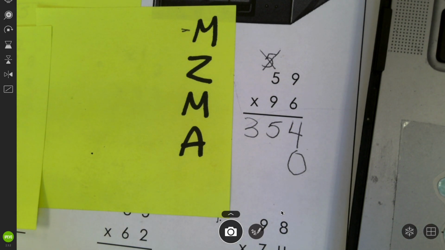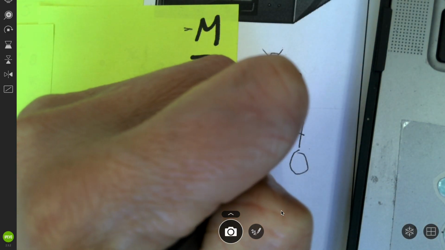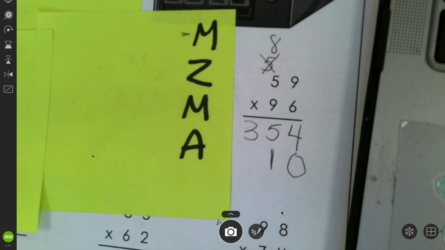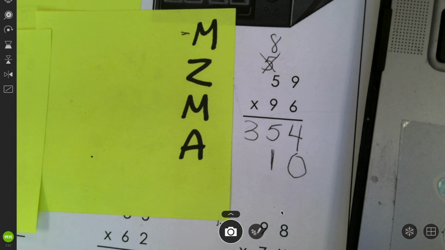Here we go. 9, 18, 27, 36, 45, 54, 63, 72, 81. Stop. Whoa, 81. 1 down. The 8 goes on top. Now we have 9 times 5, and here we go. 9, 18, 27, 36, 45. Stop. 9 times 5 is 45. Now I need to add 5.